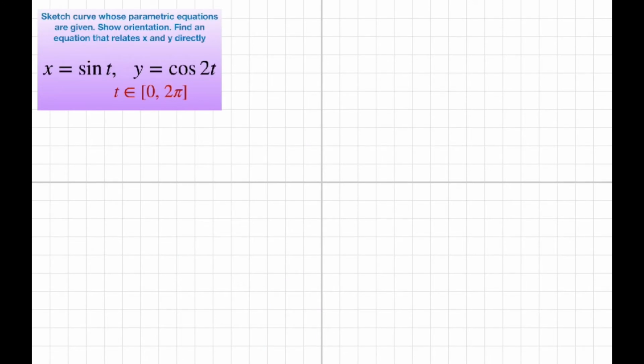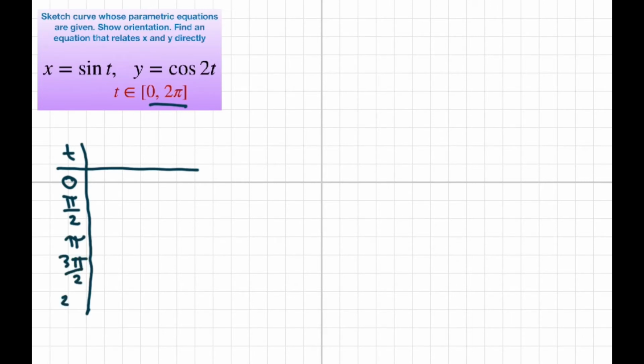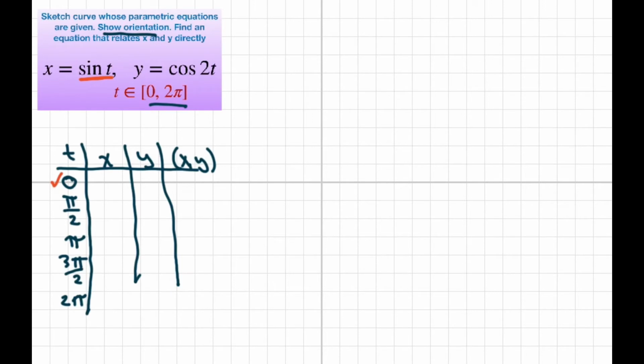Let's look at t and evaluate t from 0 to 2 pi. So I'm going to start with 0, and just do the quadrantals: pi divided by 2, pi, 3 pi divided by 2, and 2 pi. See what's going on, because we're going to show the orientation as well, and evaluate it and find our x and our y and our ordered pair. All right, so sine of 0 is 0, sine of pi is 0, and sine of 2 pi is 0, so we can get that done. Sine of pi divided by 2 is 1. Sine of 3 pi divided by 2 is negative 1.